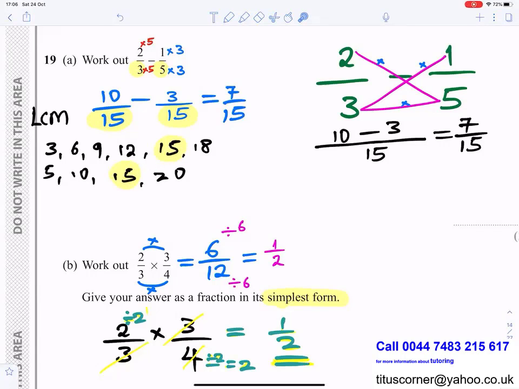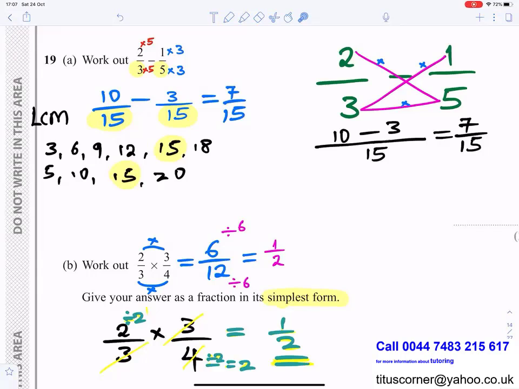Another way you can do it is using the upside down table method, where you draw an upside down table. You can see it there in the pink color. On each line is a multiplication. So 5 times 2 is 10, you write the 10. 3 times 1 is 3, so you have the minus and you write 3. And 5 times 3 is 15, so you write 15. 10 minus 3 gives you 7 over 15. That's the upside down table method.